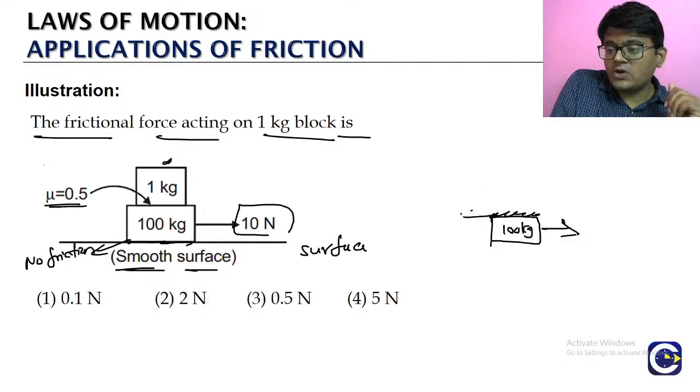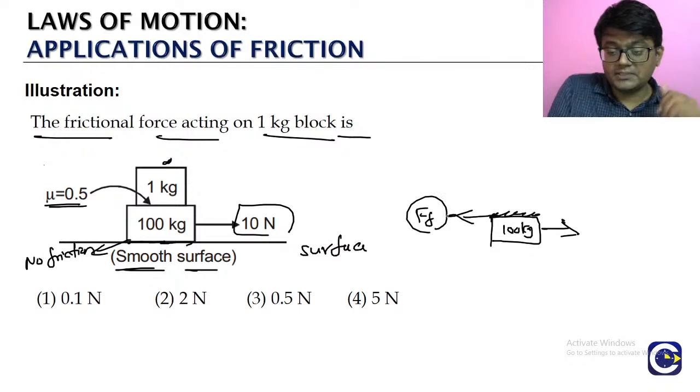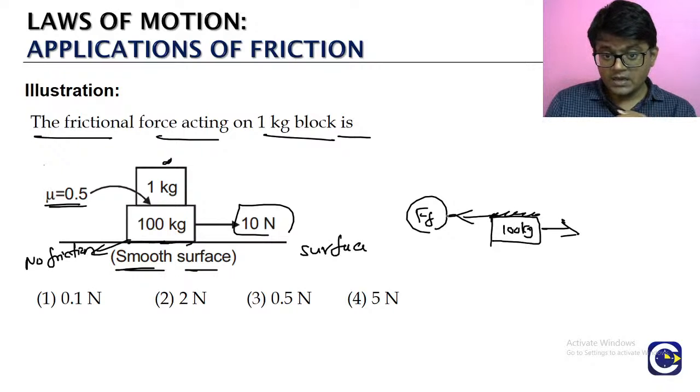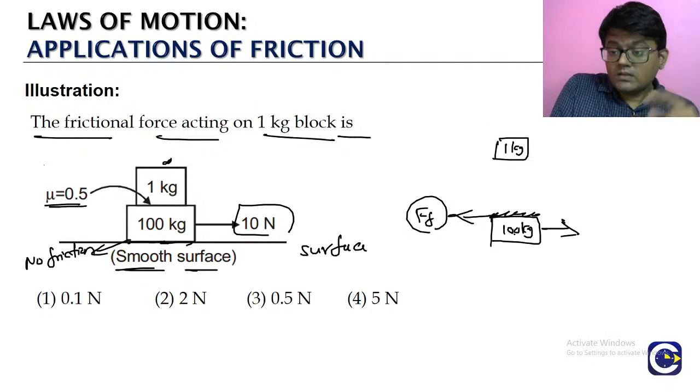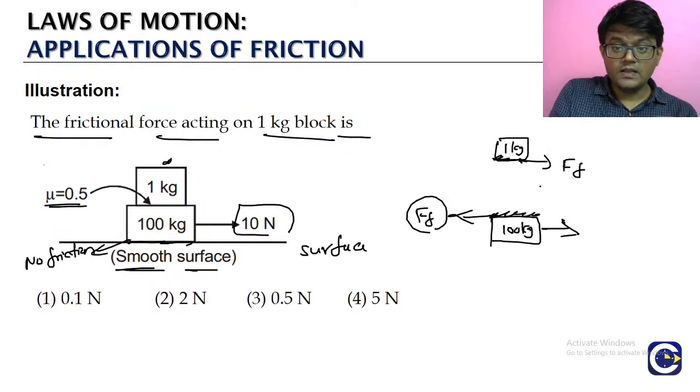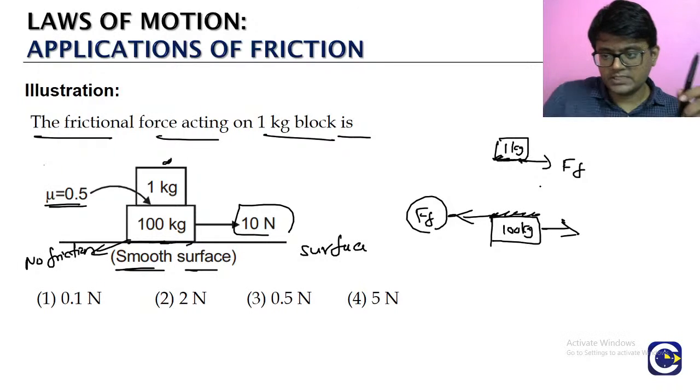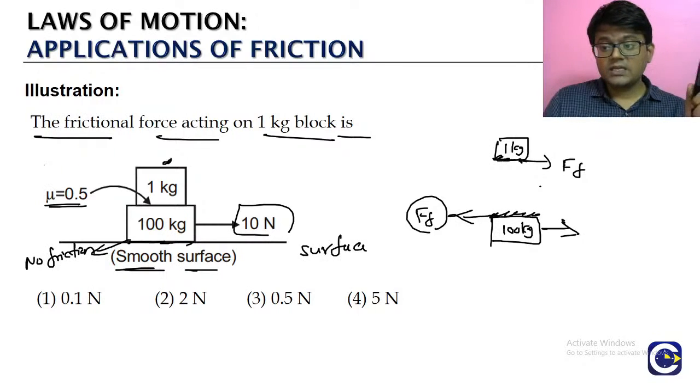There will be friction acting on it to oppose it. And how will the frictional force be acting? Opposite direction. The frictional force will be acting in the opposite direction, right? And when we look at the 1 kg block, because of the 100 kg, this will experience a frictional force, right? Value will be numerically the same, but direction will be opposite. So the frictional force acting on the 1 kg block will be towards the right side.